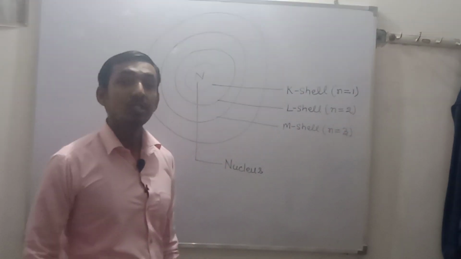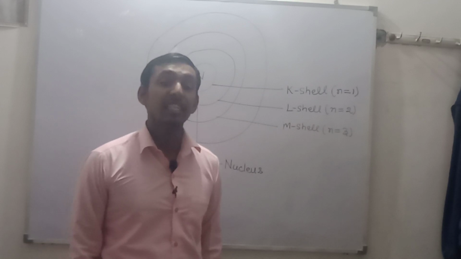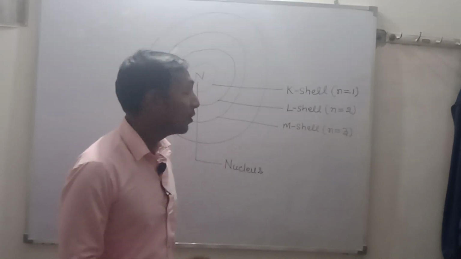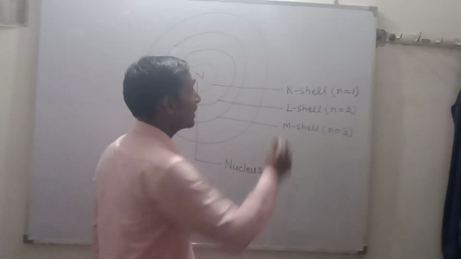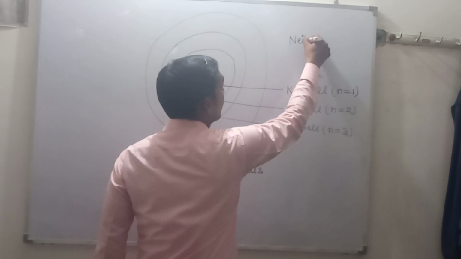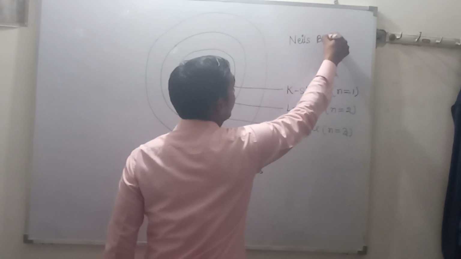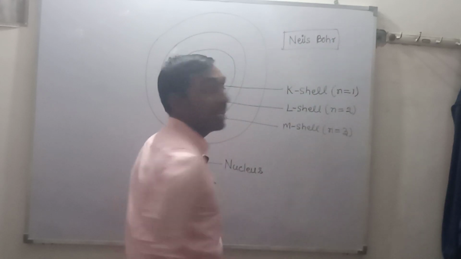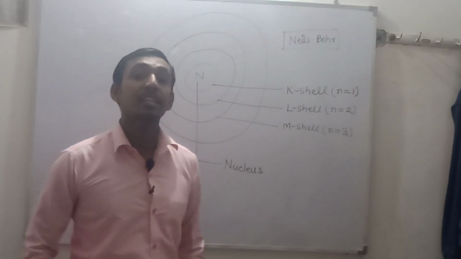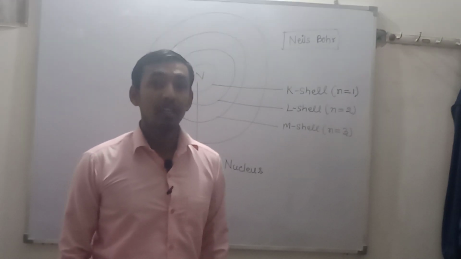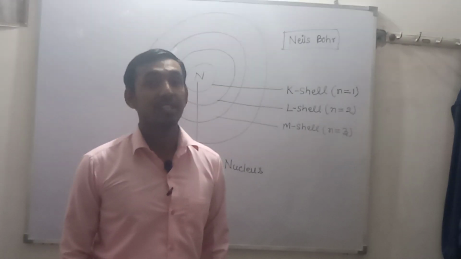The electrons revolve around the nucleus in these fixed orbits. This was told by a scientist whose name was Niels Bohr. He told us that these electrons revolve around the nucleus in fixed orbits with fixed energy levels.